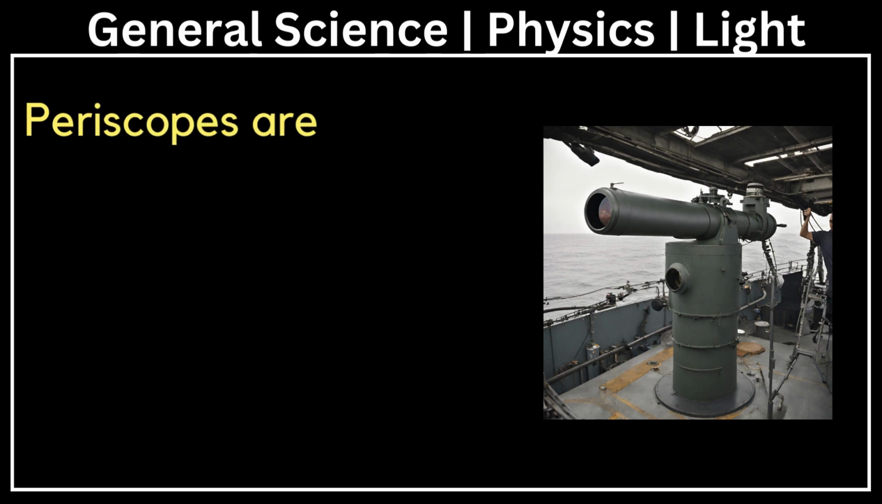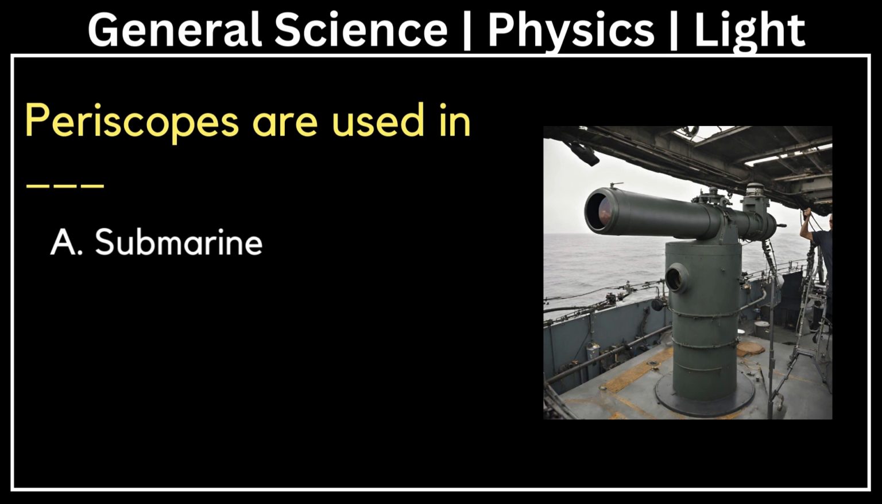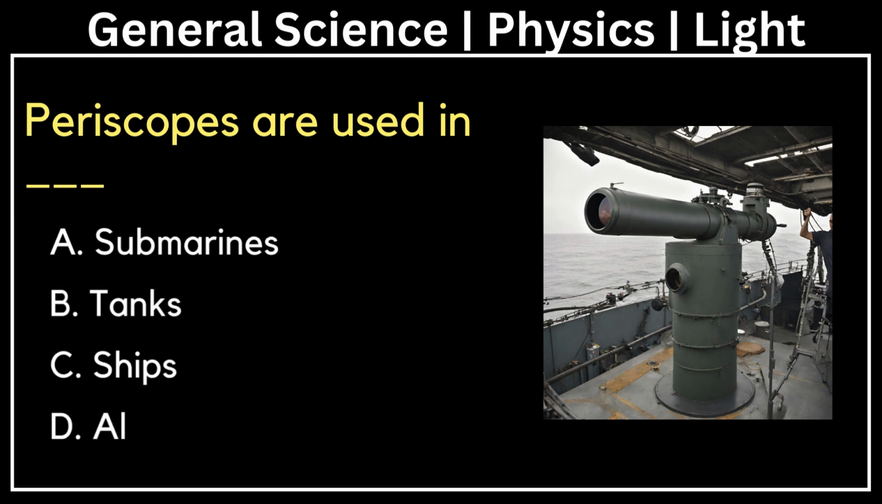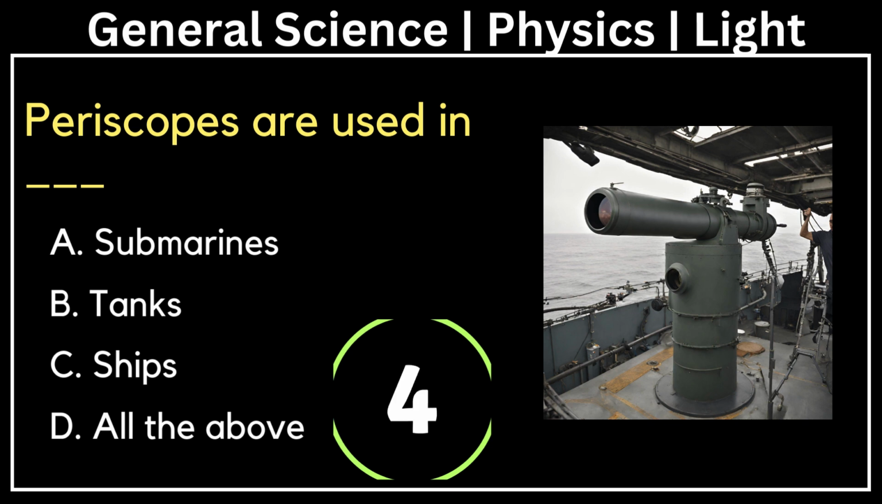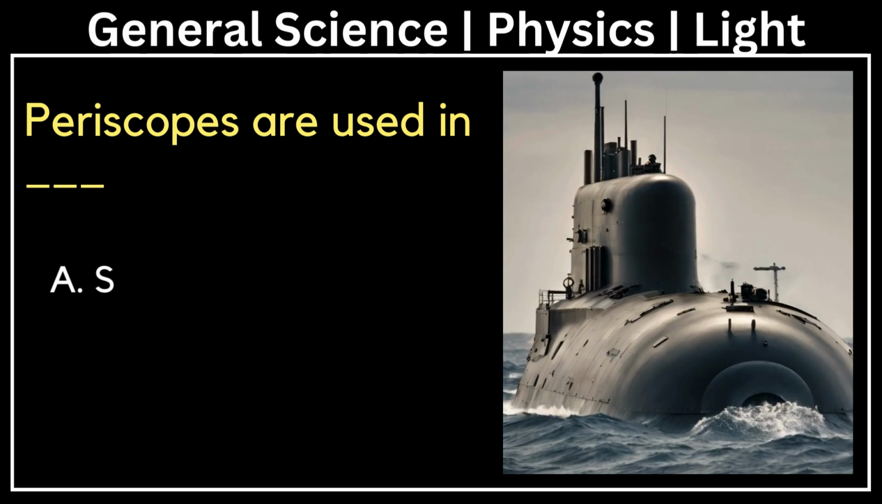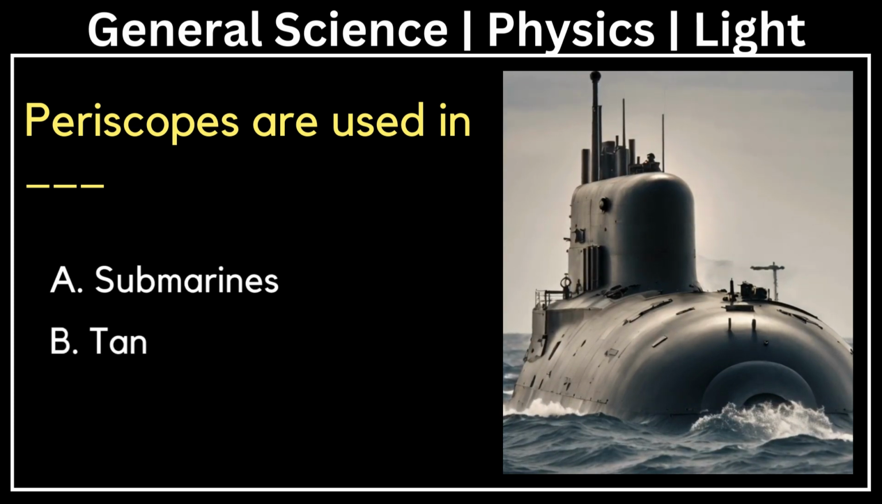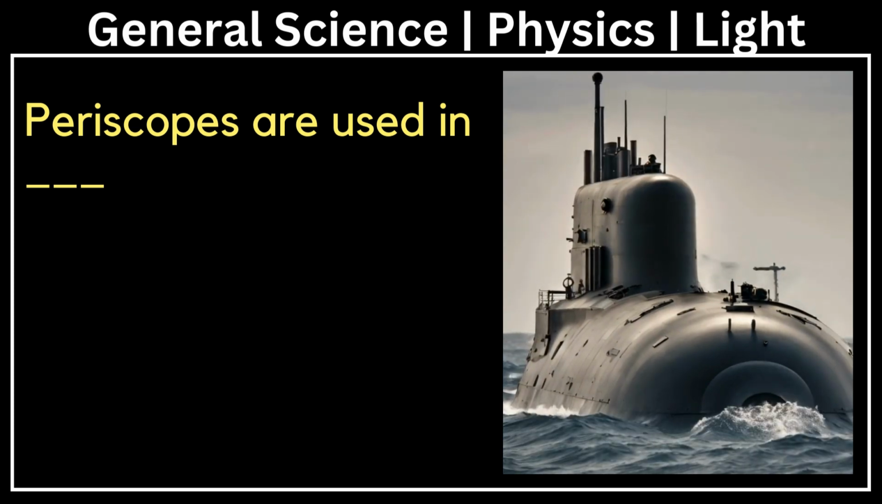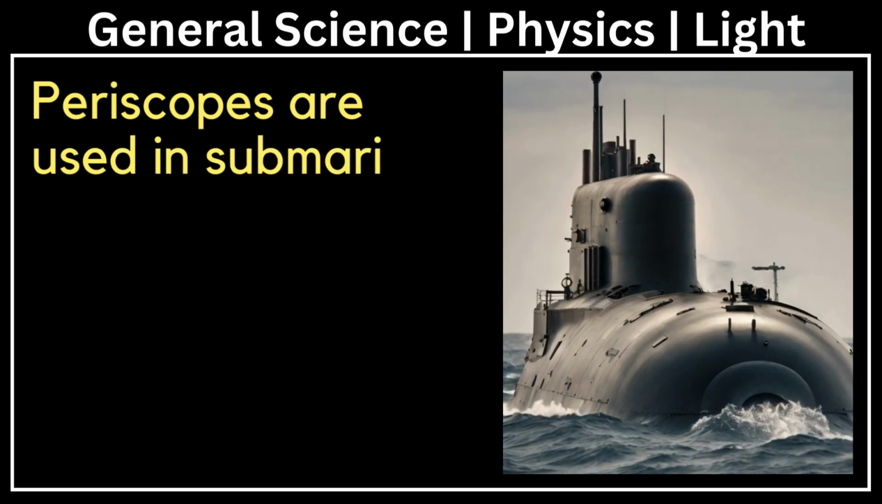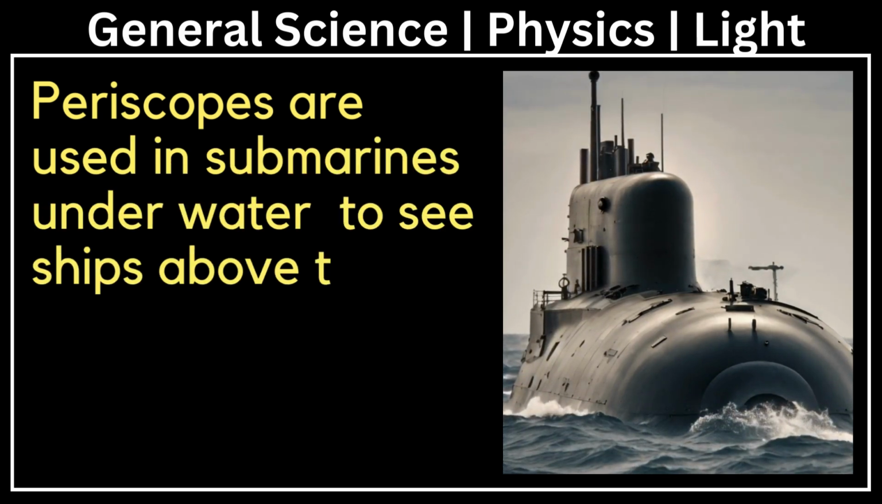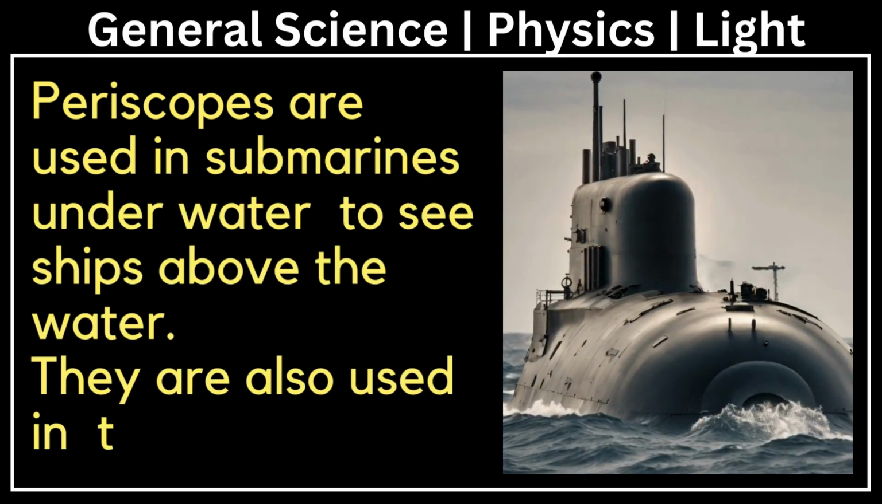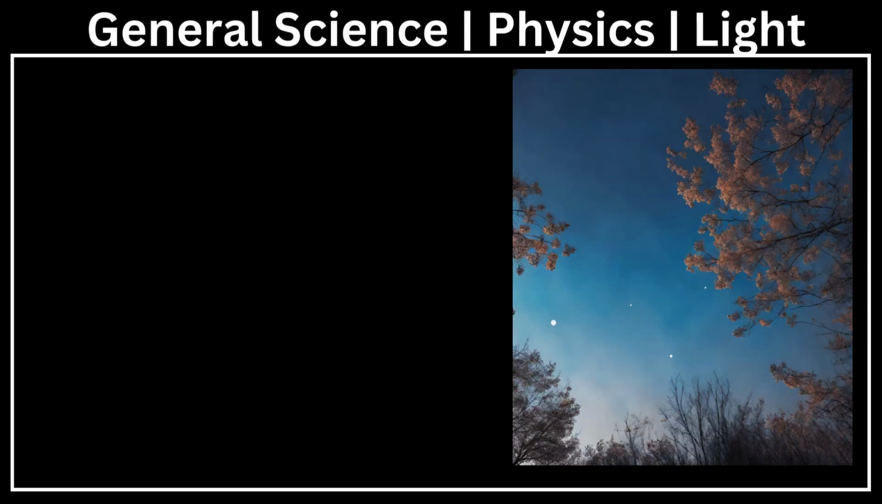Periscopes are used in A. Submarines. B. Tanks. C. Ships. D. All the above. The answer is A. Submarine. B. Tank. Periscopes are used in submarines underwater to see ships above the water. They are also used in tanks.